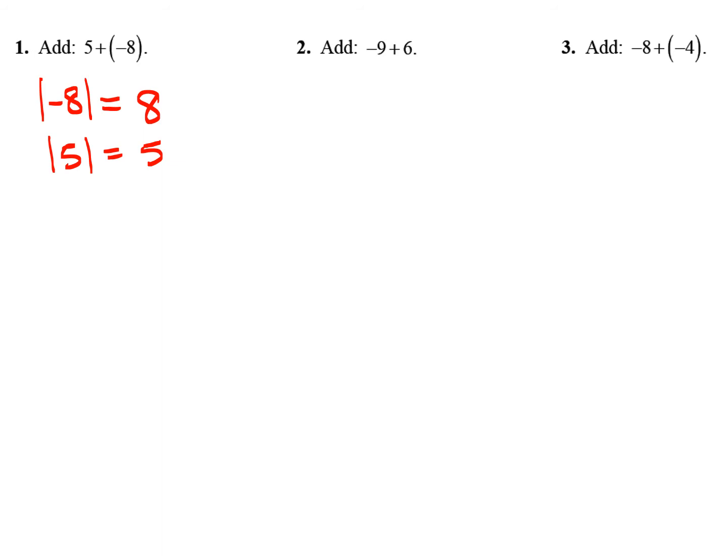Absolute value of 5 is 5, and then the question is, do we add or subtract? Subtract. We're going to subtract because there are different signs. One's a positive, one's a negative. So we subtract, get ourselves a 3. Then the only thing is, is it a positive 3 or a negative 3? We're going to look back to see which one was the bigger absolute value number. It was 8, and the original sign of it was negative. So the answer finally is -3. Are we good?